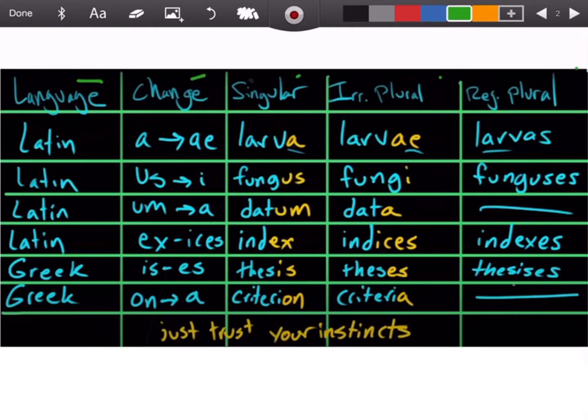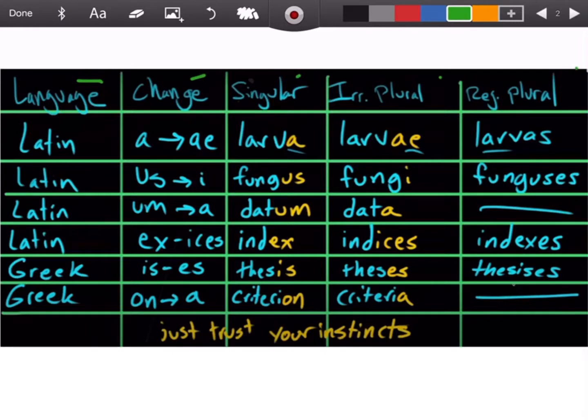Okay, so the singular is larva. Now we go to the irregular plural: larvae. That's the irregular plural. Now we have the regular plural, which we put an ES or an AS, which is larvas.